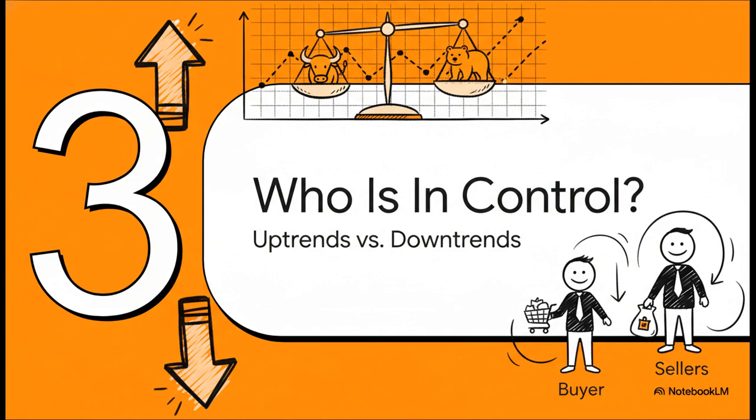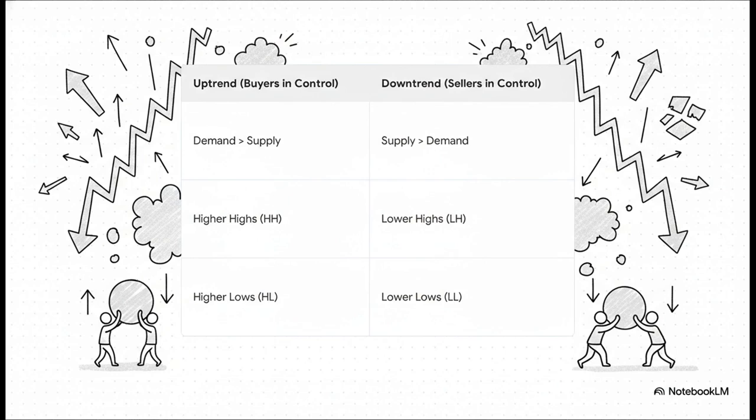Well, market structure gives us the answer, and it breaks it down into two basic states of being: an uptrend and a downtrend. And this right here lays it all out so clearly. When buyers are in control, you get an uptrend. Demand is overwhelming supply, and what happens? Price starts making a series of higher highs and higher lows. On the flip side, when sellers are running the show, you get a downtrend. Supply is stronger than demand, and price starts carving out a pattern of lower highs and lower lows.